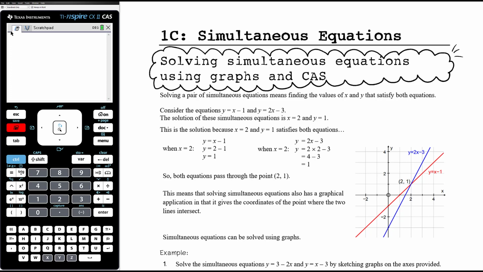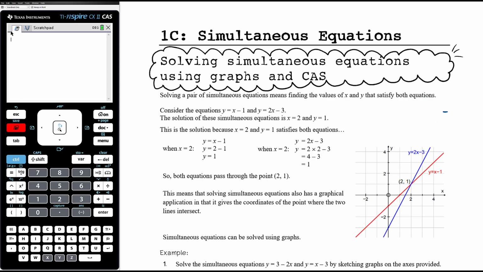So solving a pair of simultaneous equations means that we're finding the values of x and y that satisfy both equations. Let's be clear: when we're solving an equation, let's say the equation is 2x minus 3 equals 5, what we're doing when we solve it and we get 2x equals 8 and x equals 4, is we have found the value of x that satisfies the original equation. If we substitute x equals 4 into that original equation, the equation is true. The left-hand side equals the right-hand side.